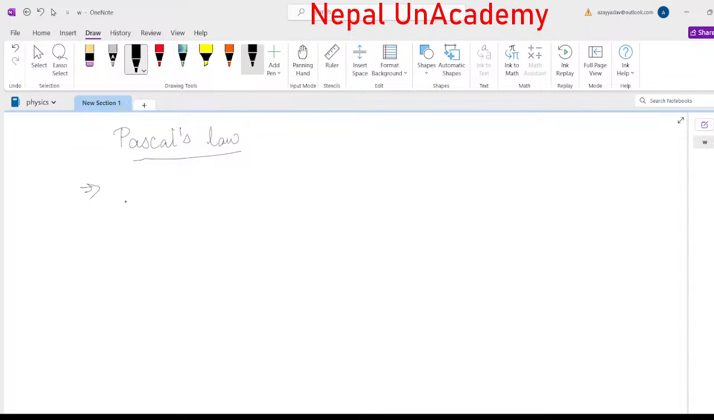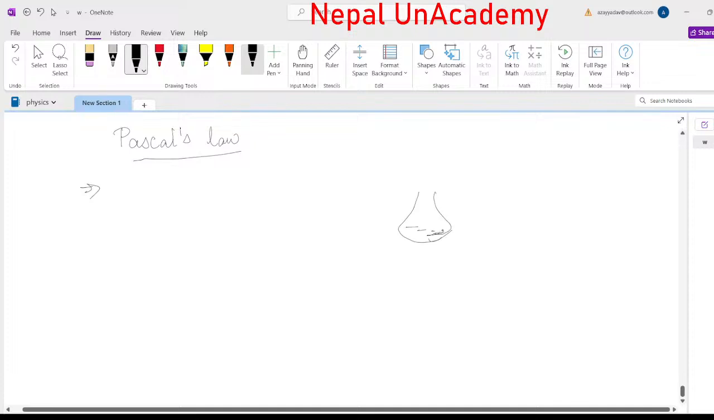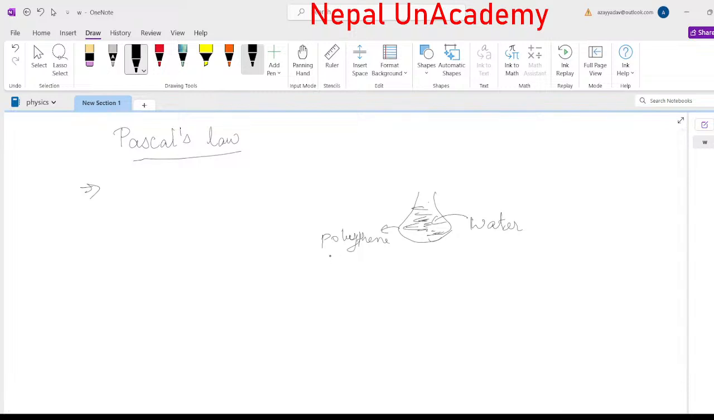And now we have Pascal law. So we have a polythene bag full of water. Let's say this is the polythene bag. In this we have water, full of water, and this polythene bag. I am not good with my spelling, guys. I think it is polythene. It is polythene bag.